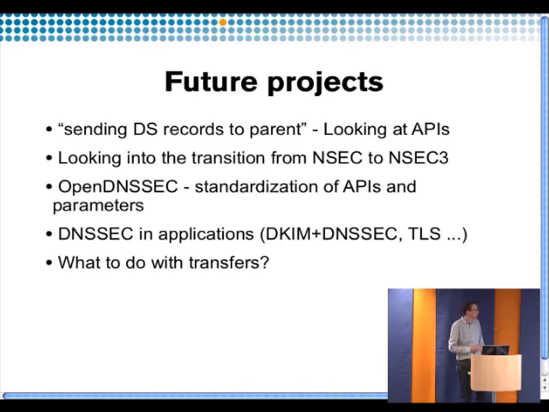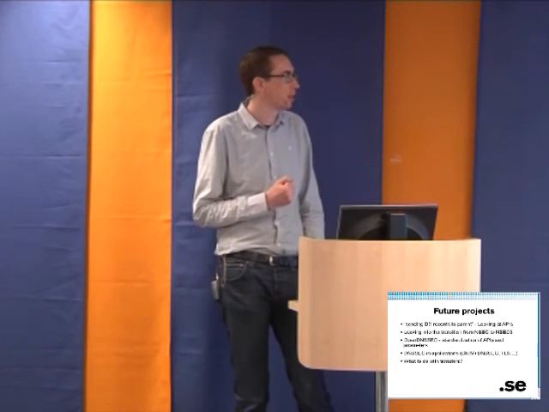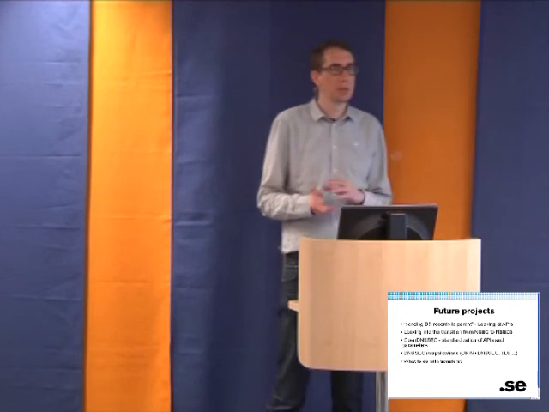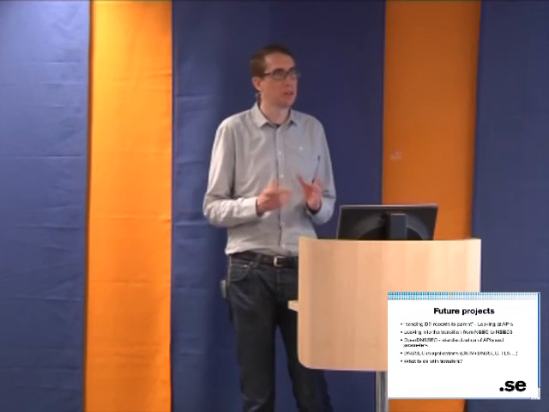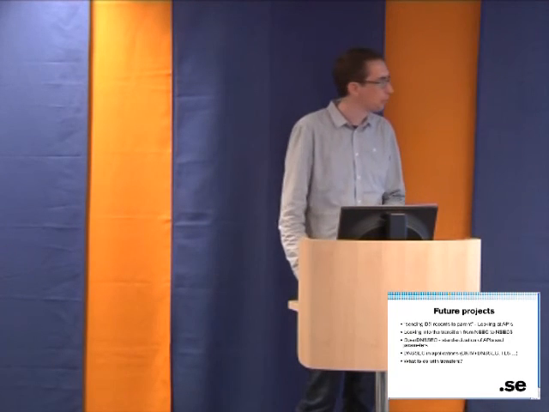We're also looking at how we can handle the transition from NSEC to NSEC3. I don't think it's anytime soon, but we need for OpenDNSSEC to handle it anyway. Most people today are just launching NSEC3 anyway. Within OpenDNSSEC, we are also going to standardize a lot of the APIs and parameters so that you have comparable parameter names and what they mean in other tools as well. Because if you look at the different tools today, when someone says jitter or any type of parameter, it doesn't mean the same thing always.